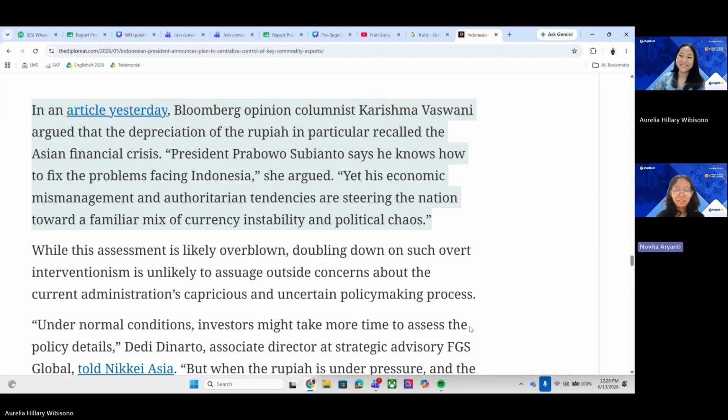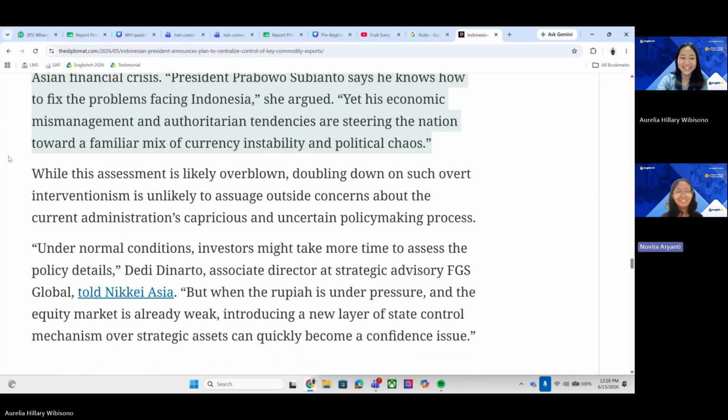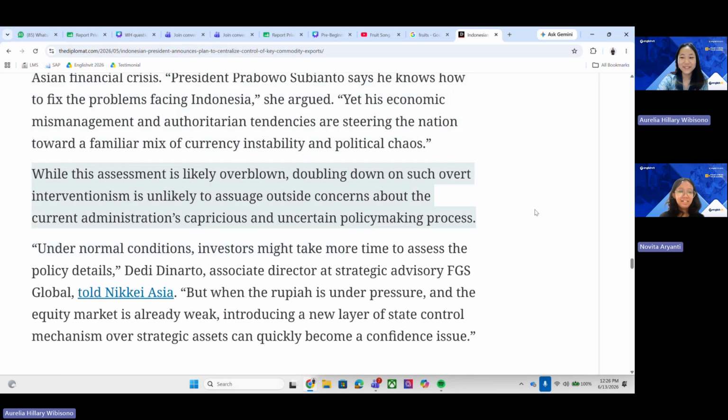Yes, that's right. That's correct, Miss Vaswani. Yeah, I agree with you. It's really orthodoxy.